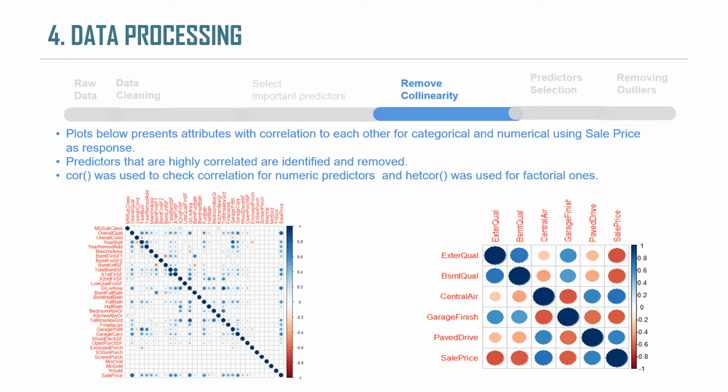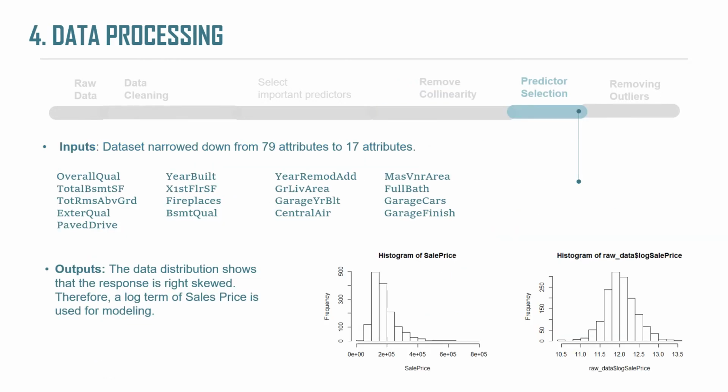The next step is to remove collinearity. Collinearity refers to a situation where two or more predictor variables are closely related to each other. The next step is to remove predictors that are highly correlated. We used cor to check for correlation for numeric predictors and Hector to check for factorial ones. The plot represents attributes with correlation to each other for categorical and numericals. Predictors that are highly correlated are identified and removed.